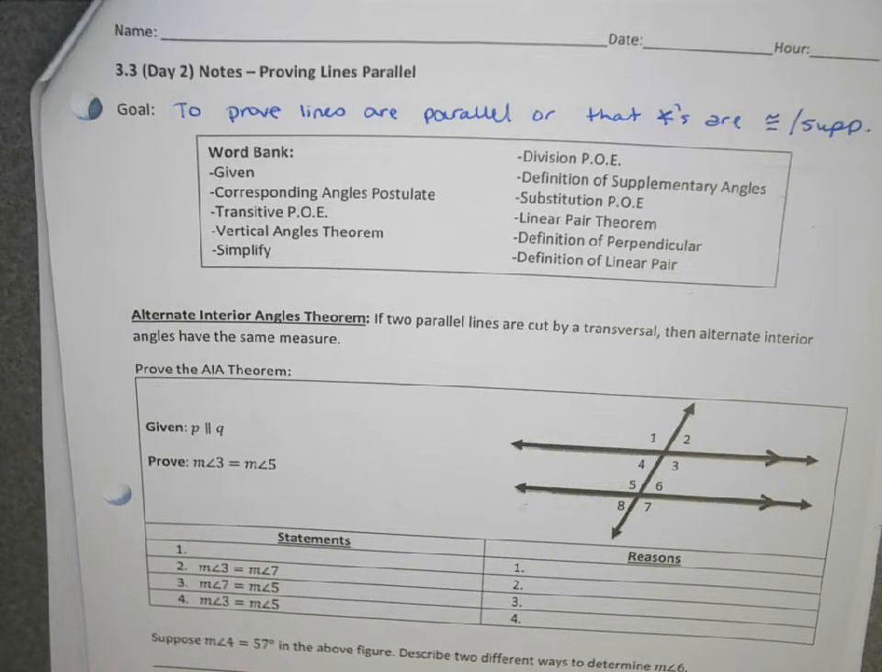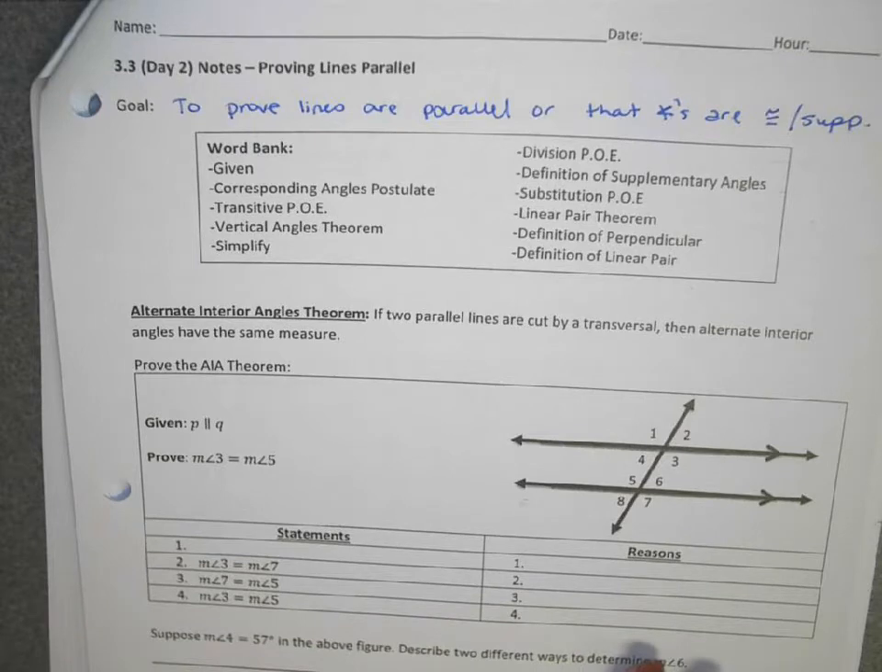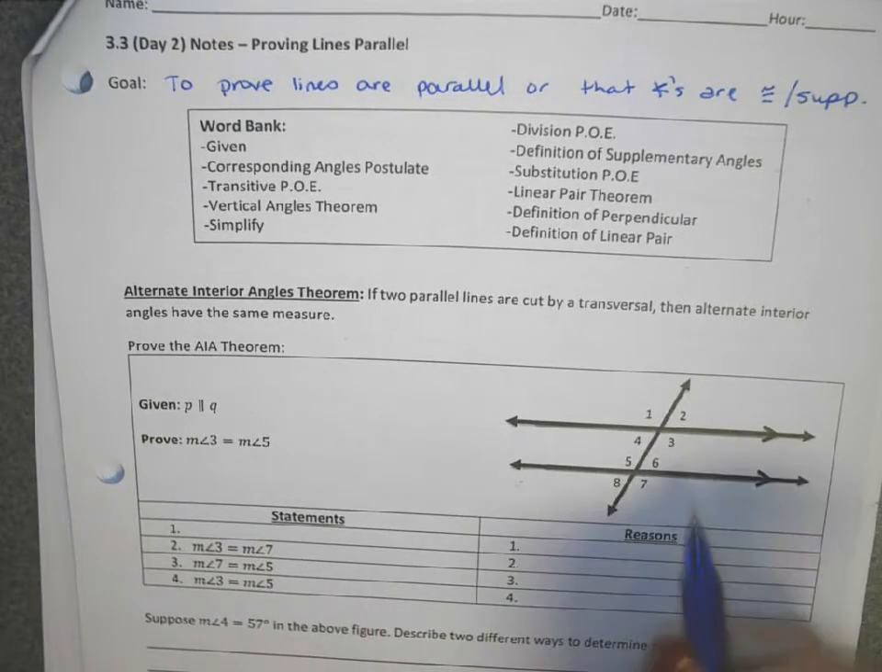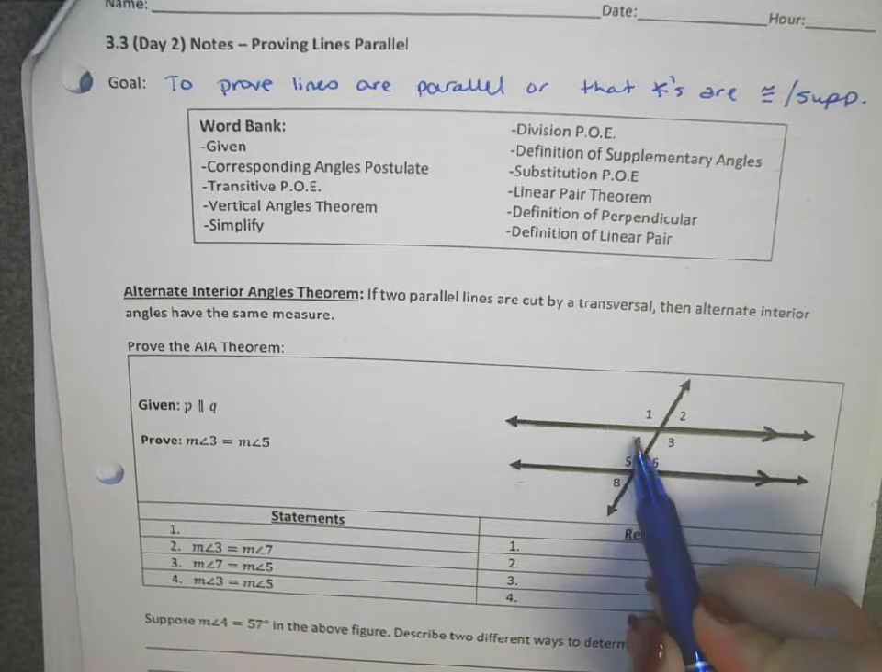It says if two parallel lines are cut by a transversal, then the alternate interior angles will have the same measure. Okay, so for example, in this diagram here, some alternate interior angles could be 3 and 5, or it could be 4 and 6.